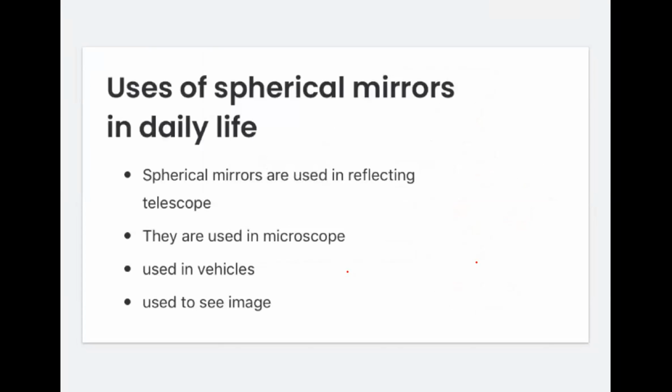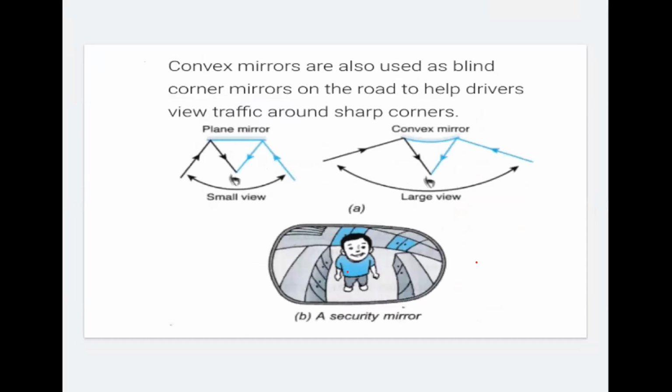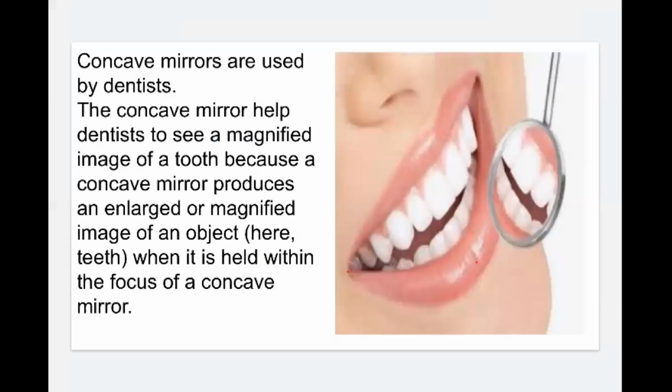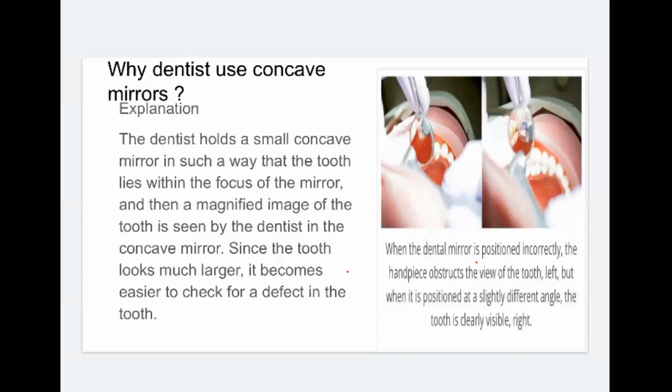Then we saw uses of spherical mirrors. We saw uses of convex mirror. They are being used in security mirror. Next, we saw application of concave mirror. Mirrors are being used by dentists because the image that is being produced is magnified.